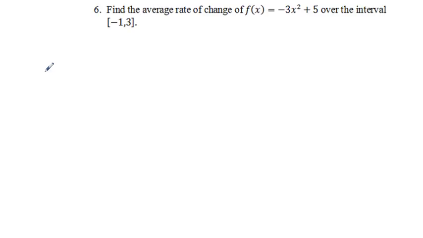6. Find the average rate of change of f of x equals negative 3x squared plus 5 over the interval from negative 1 to 3. What we have here is we're going to let negative 1 be A and 3 be B. So our average rate of change is going to be f of B minus f of A over B minus A.